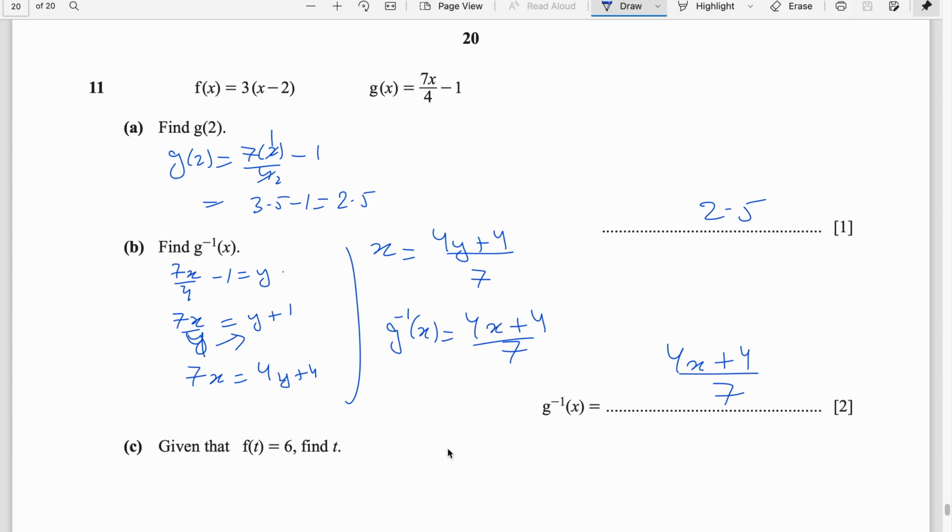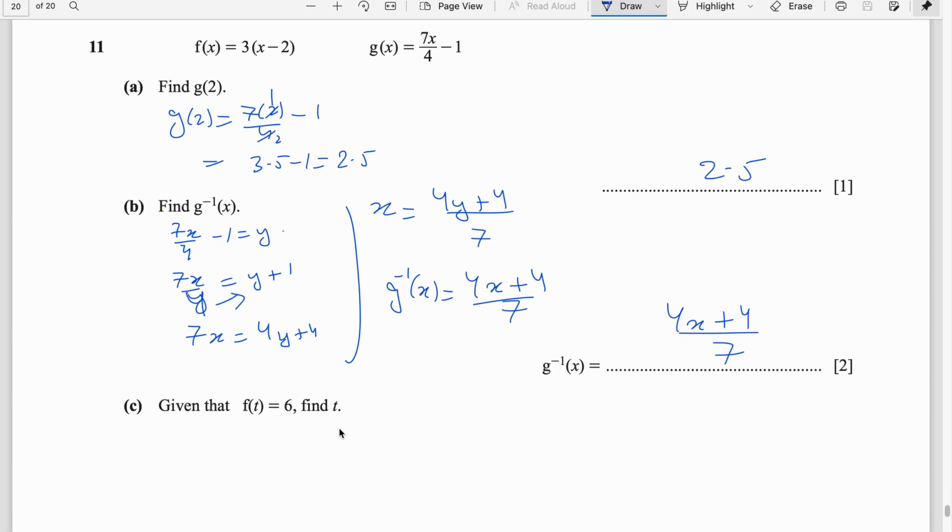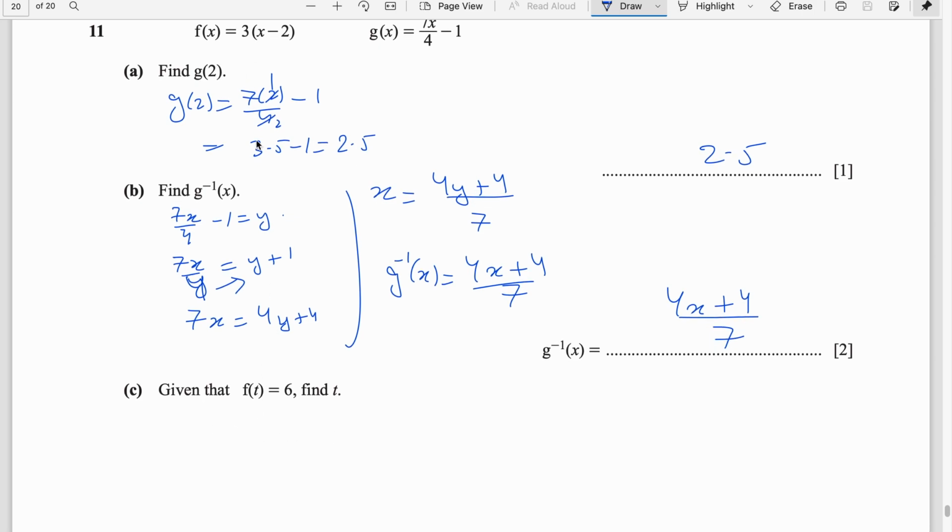Given that f of t is equal to 6, find t. So f of t, you have to substitute t in this x, is equal to 6. 3 divided on other side is 2. 2 added on other side, t is equal to 4.